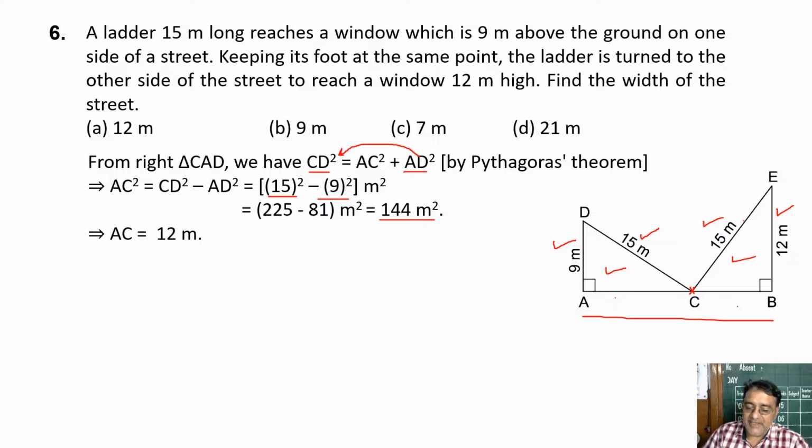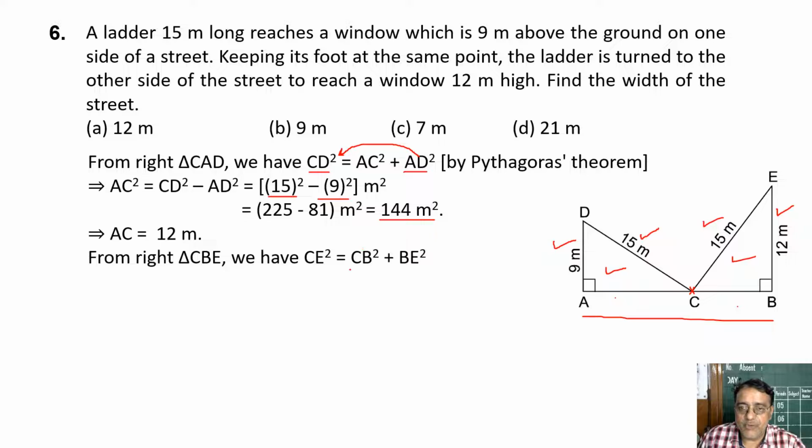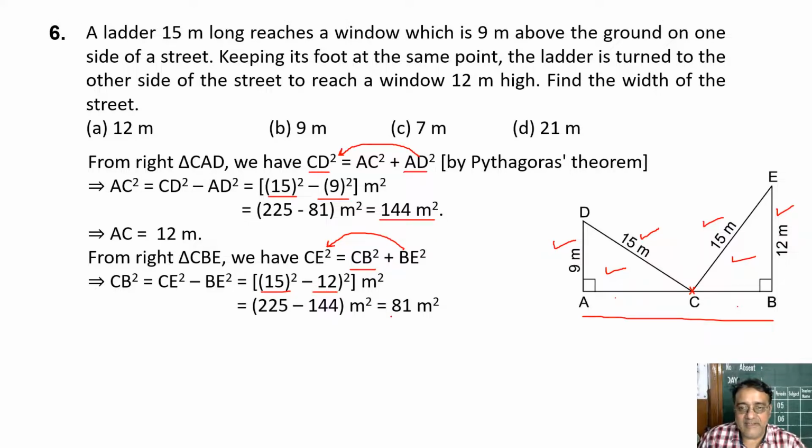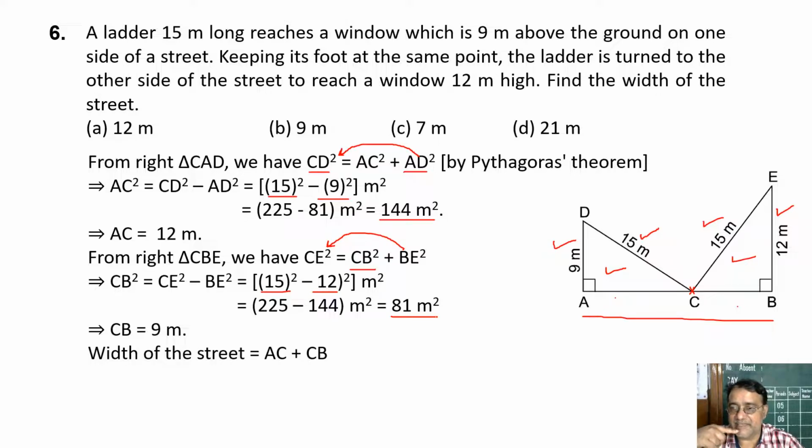Now we'll take the another triangle and we will use Pythagoras theorem. So CE square is equals to CB square plus BE square. इसमें हम लोग को CB निकालना है. So we will shift this to this side. So 15 square minus 12 square. 225 minus 144, 81. So what is the square root of 81? 9 meters. Okay. Now what is the width of the street? 21 meter. 12 plus 9, AC plus BC, मैंने कहा था ना दोनों का ऐड करना है. So 12 plus 9 means 21 meters.